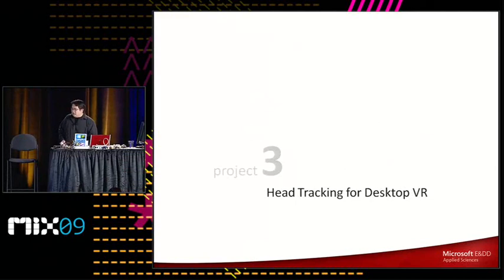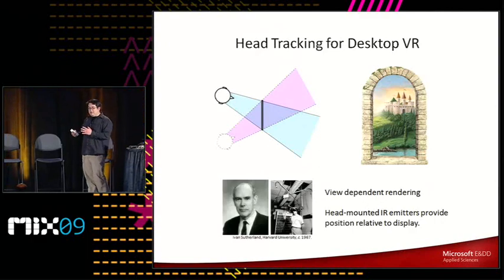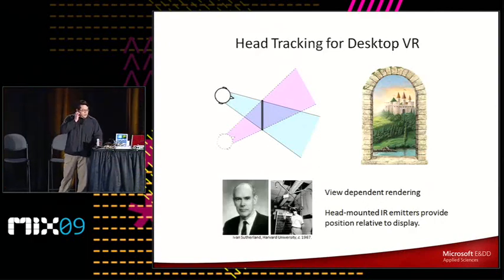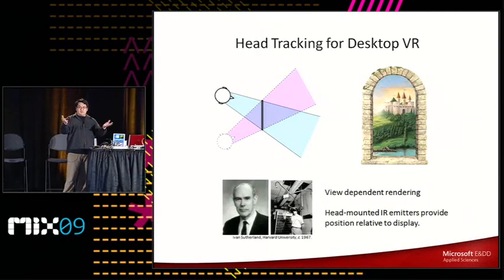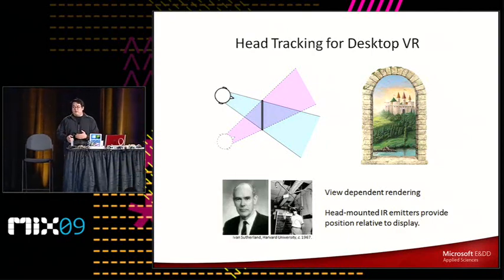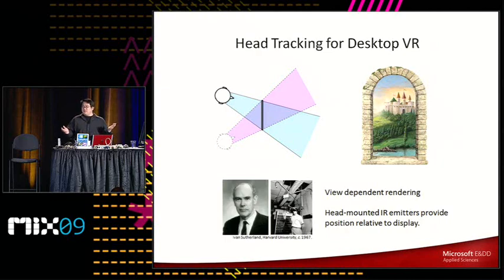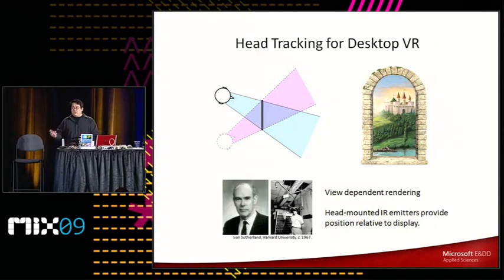The third project I did with the camera is tracking your head for desktop VR. So what is desktop VR? Well, if you think about most displays, they're normally used to display a flat image. What desktop VR does is essentially change the way this image is rendered based on the angle that you view it at. This is called view-dependent rendering, and it's not a new idea. I definitely didn't invent it. It's from the early days of virtual reality research.